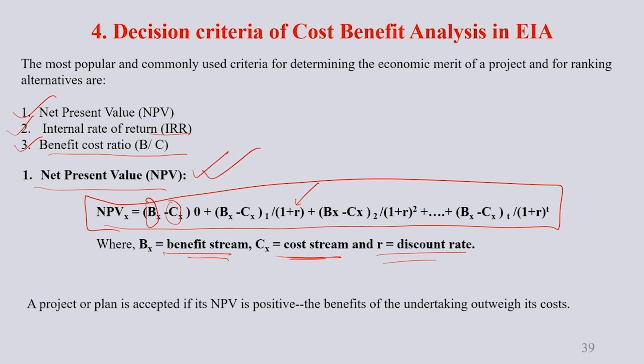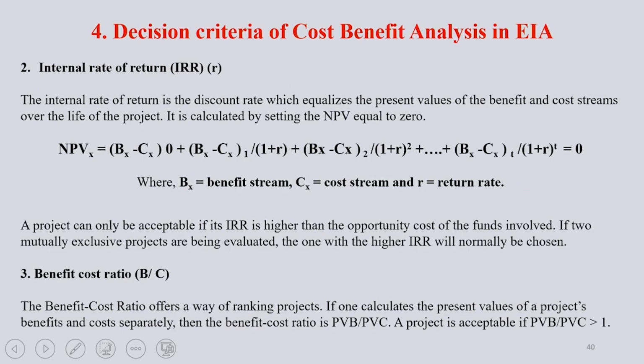All right. Now, a project is accepted if its NPV value is positive. This is very important to remember. The benefits of undertaking a project have to outweigh its cost. There is no compromise in that. Otherwise, that project is a failure, is not sustainable, or is not even ready to take off. So, NPV has to be positive. Second, the internal rate of return, IRR.